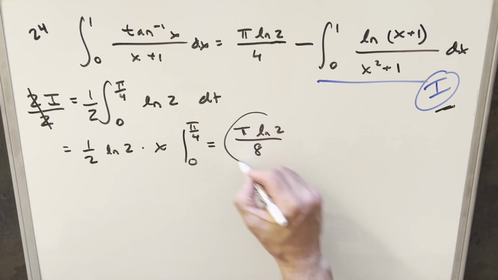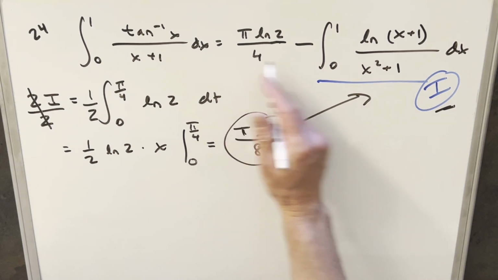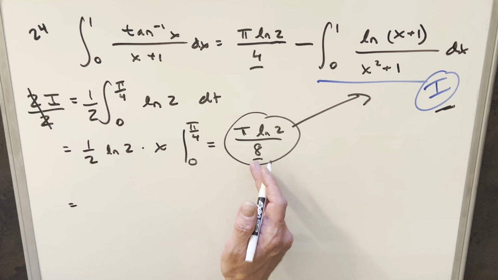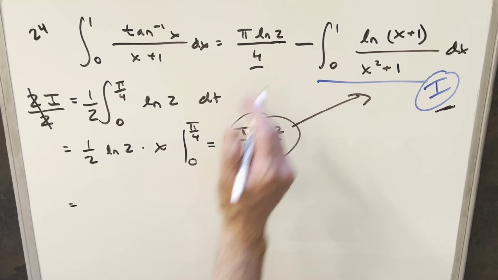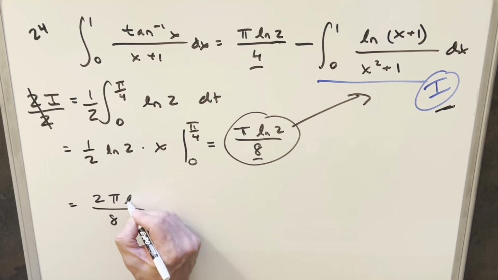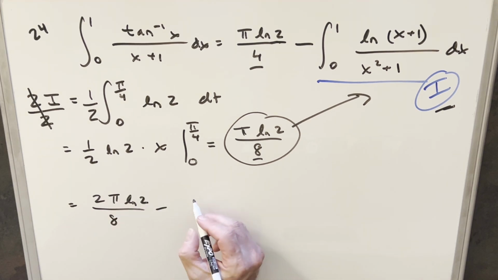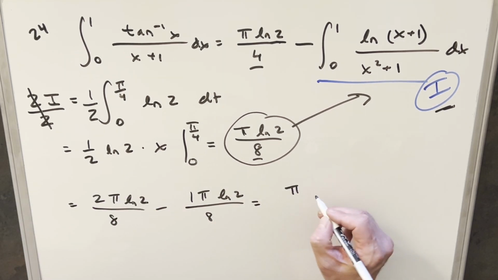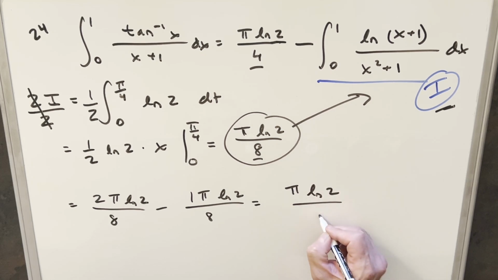Then we just need to put this back in here and solve this equation that we set up from the beginning. And so what I'm going to do is get a common denominator, because we want 8 on both these. So for this, I'm going to write it as 2 over 8 pi ln 2. And then here we're just subtracting off, like we'll write it as 1 pi over 8 ln 2. Subtract 1 pi from 2 pi, we get our final solution of just pi ln 2 over 8.